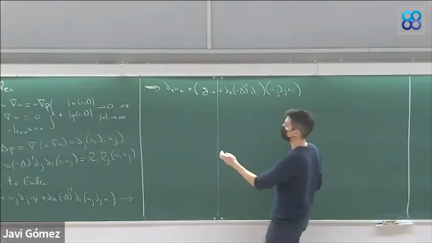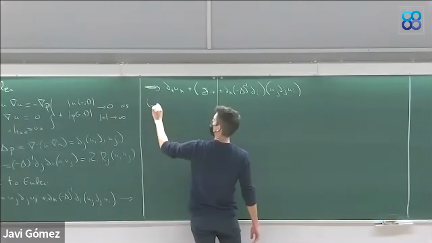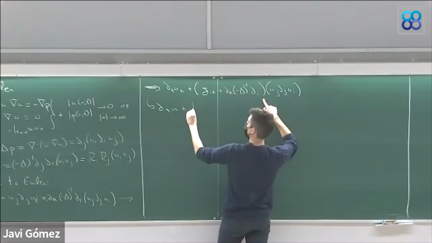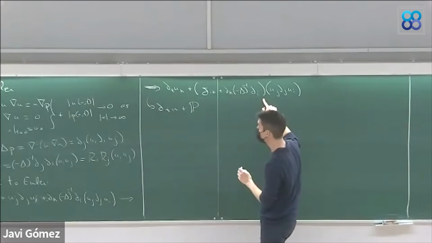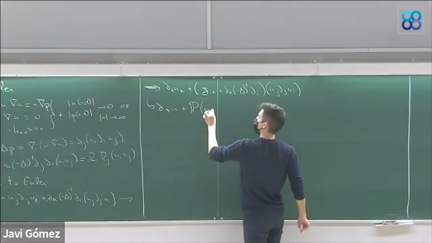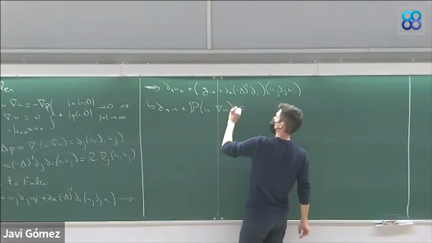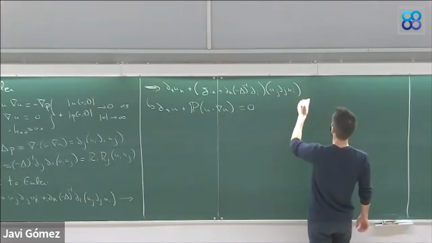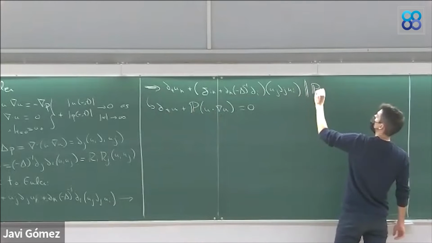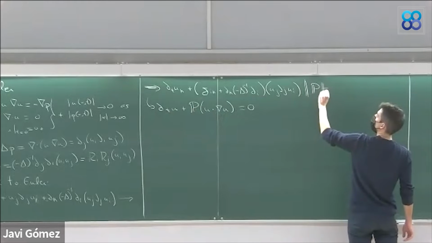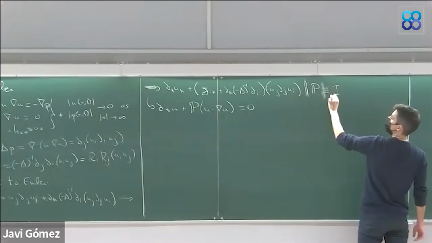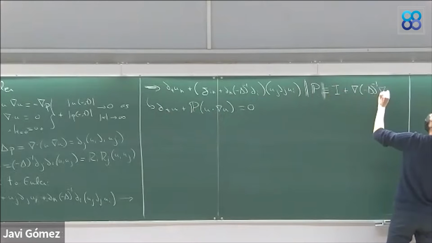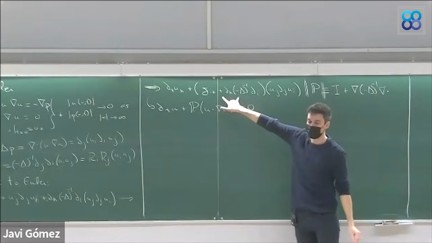So removing indices again, we have that the Euler equation is partial t u plus this operator that I'm going to denote P, the Euler projector, applied to u dot gradient u. Here, P is the operator identity plus all this.